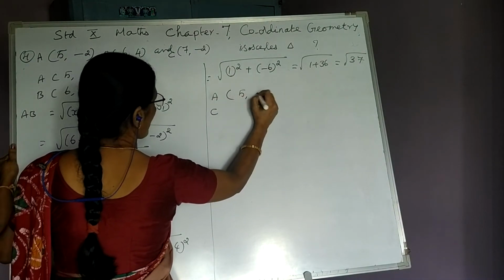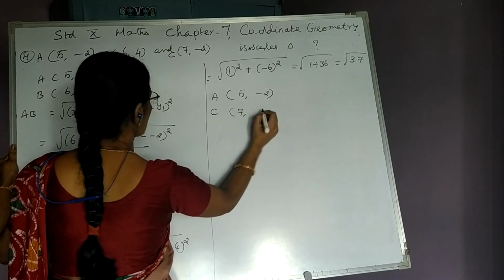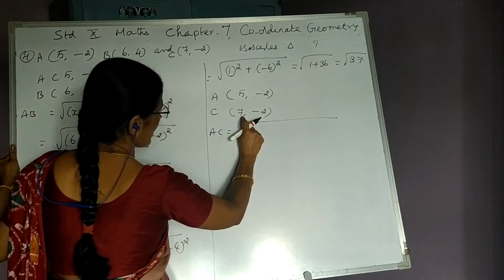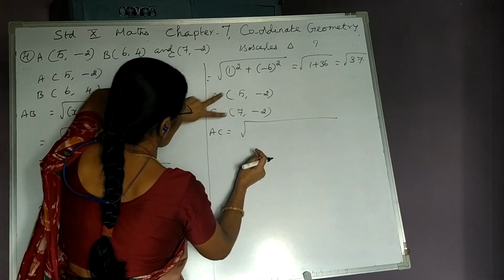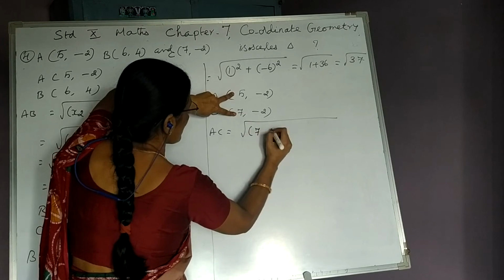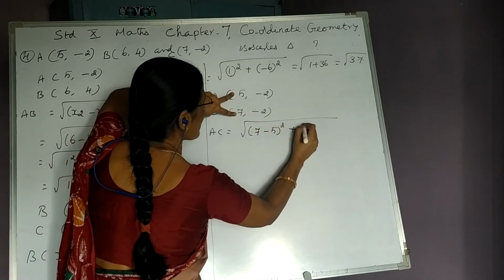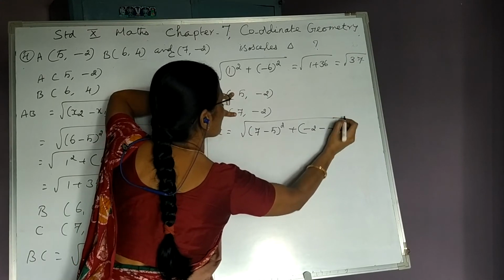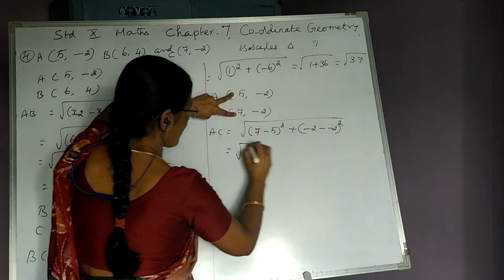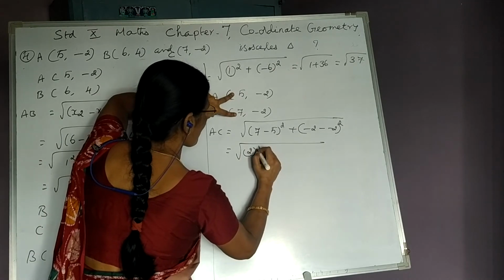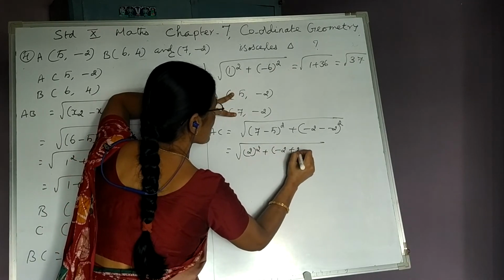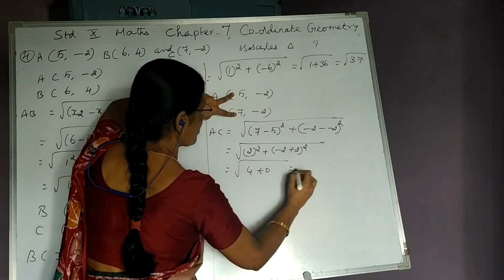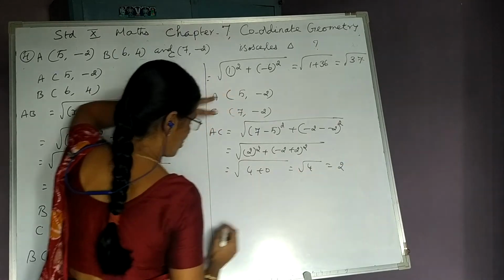I find AC also now. A is (5, minus 2) and C is (7, minus 2). Let us get the distance AC. This is x2, y2, x1, y1. Difference of the x coordinate: (7 minus 5) the whole square plus (minus 2 minus of minus 2) the whole square. 7 minus 5 is 2 square. Here it is minus 2 plus 2, 0 square. Therefore, it is 4 plus 0, which is root 4 equal to 2.